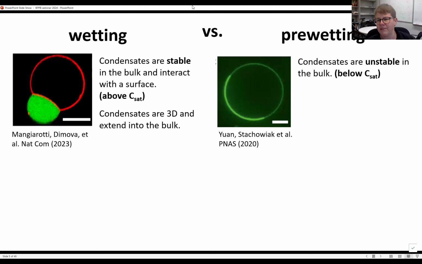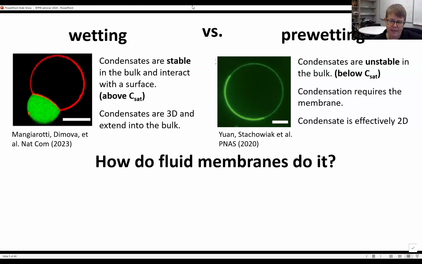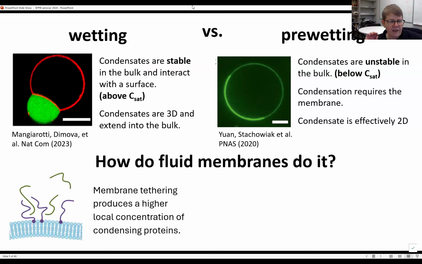Pre-wetting, on the other hand, happens below CSAT, so it happens under conditions where the condensate is unstable in the bulk. It wouldn't form a drop on its own, but it forms this condensate at the membrane because the membrane is there. And because it's not stable in the bulk, it doesn't extend into the bulk, so it's effectively a two-dimensional structure. It's a surface phase, a surface phenomenon.